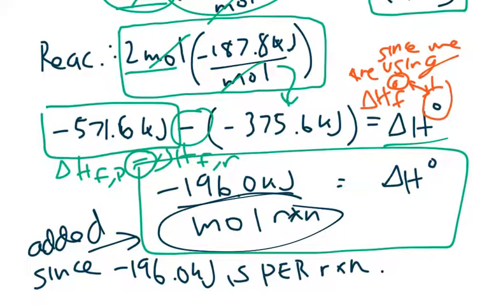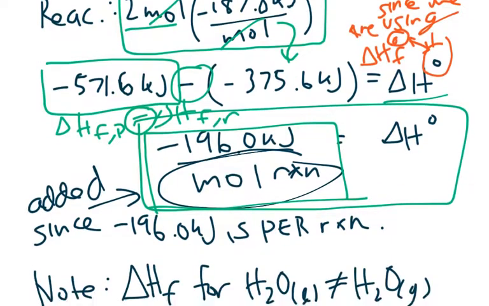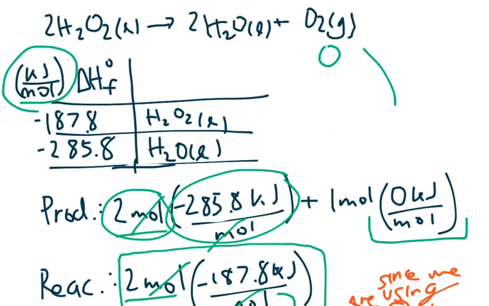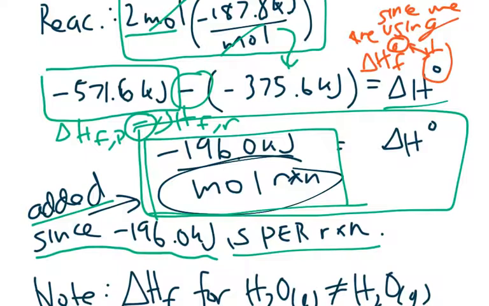So, doing the math, we get that the ΔH is going to be negative 196.0 kilojoules per mole of reaction. And notice that I added that since negative 196.0 kilojoules is the change in enthalpy for the reaction above. And because it's per reaction and not just for any reaction, we have to specify that it's per mole of reaction, so that we know how many moles are needed to have this much heat released.